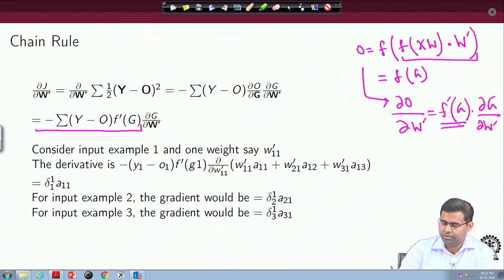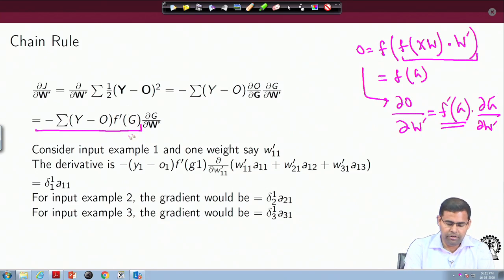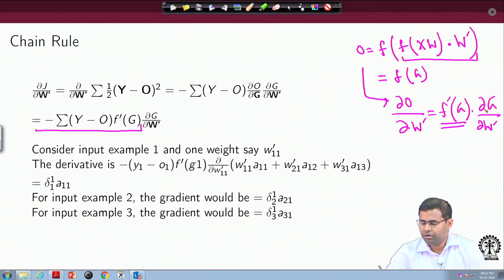So, what is f prime g? It is nothing but a derivative of the activation function. Now, that is easy to compute, because for the activation function we are considering simple differentiable functional forms. So, it is nothing but the first derivative of that functional form, right. So, the trick really is in the last component, which is del g del w prime, and that is something that we have to evaluate.